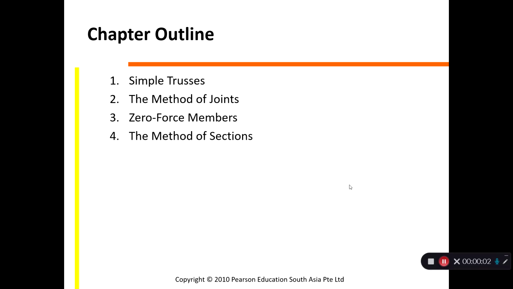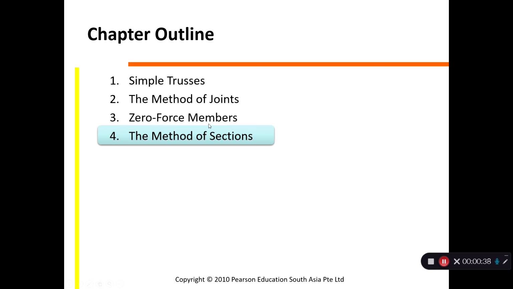Hello, in this video we're going to continue with the last topic in chapter 6, which is the method of sections. Just to recap, you have learned the basics about simple trusses, and then we used the method of joints to solve problems related to simple trusses, more specifically to solve for the force developed in the members. In part 3 we learned about zero force members, so it is possible to have members that do not support any load.